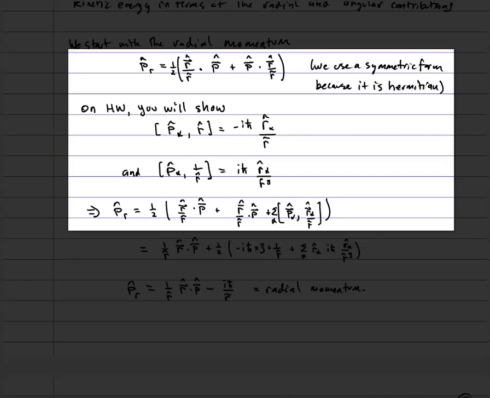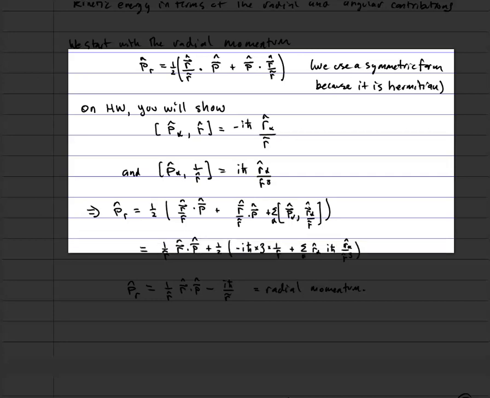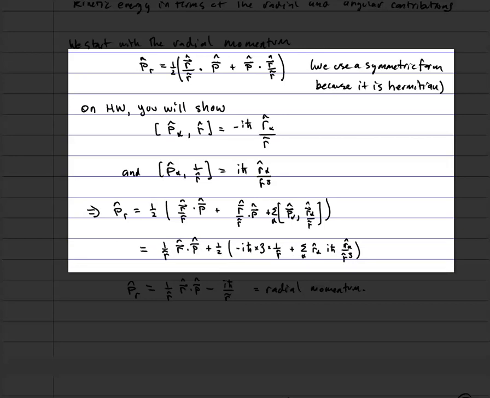And now using the Leibniz product rule, I can evaluate those commutators. The p alpha with the r alpha is going to each give me a minus i h bar, and I have 3 of them, one for the x, one for the y, and one for the z, and that's multiplied by the 1 over r. And then the commutator of p alpha with the 1 over r gives me an i h bar r alpha over r cubed, and that gets multiplied by an r alpha.